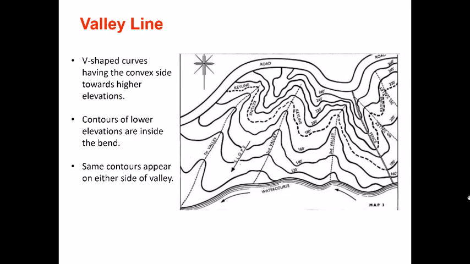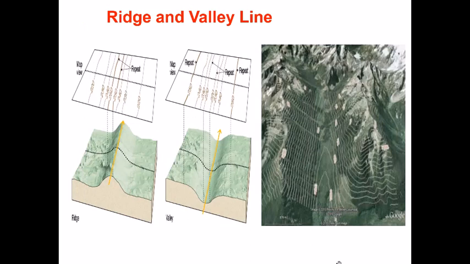Similarly, a valley line, like we discussed before, is shown by V-shaped curves having the convex side towards higher elevations. Whenever you have a valley line, that means the elevations are changing and the slope is changing towards one side, and they give you a picture of a valley. So this is a characteristic of a contour. If you get a shape like this in a contour map, that means it's a valley. So again, ridge and valley lines: a ridge looks something like this, and a valley has a depression along the same line.